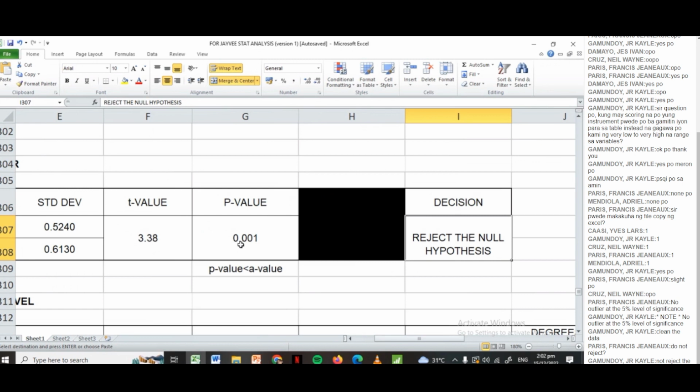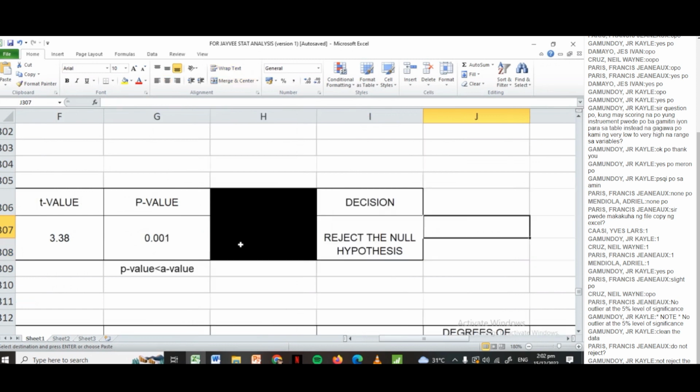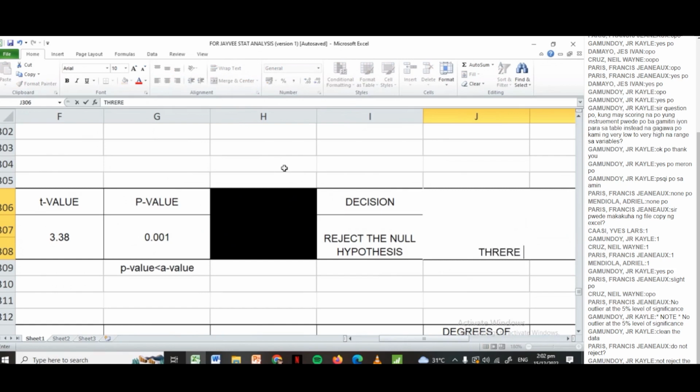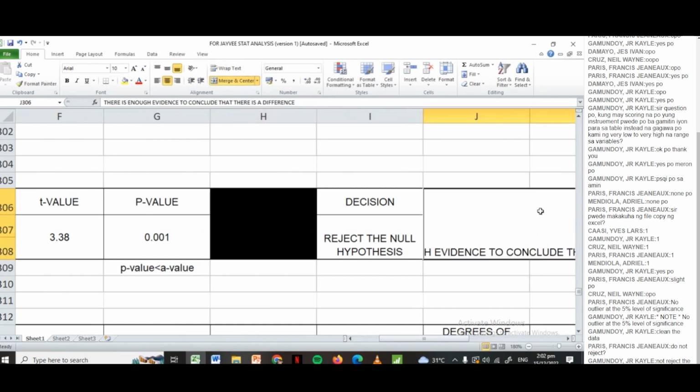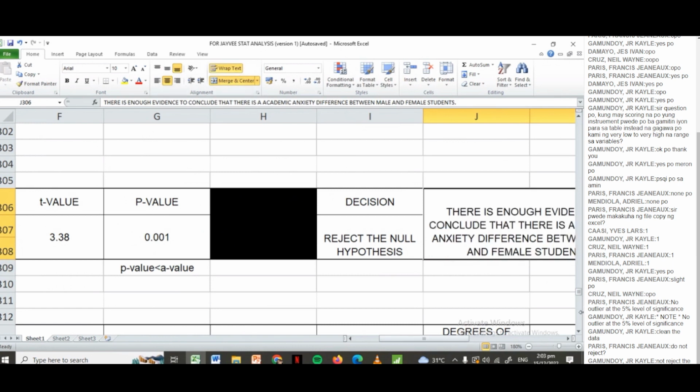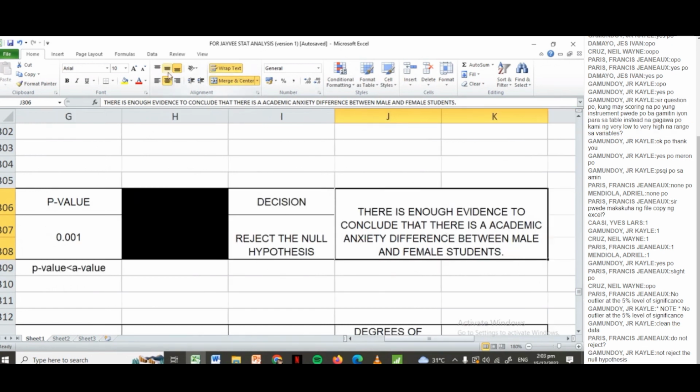From the data that we have collected, we can actually say there is enough evidence. Okay? Ang sinasabi dyan, no? Ang explanation dito, there is enough evidence to conclude that there is a difference, there is an academic anxiety difference between male and female students. Are you following, people? Magkaiba yung academic anxiety nila.